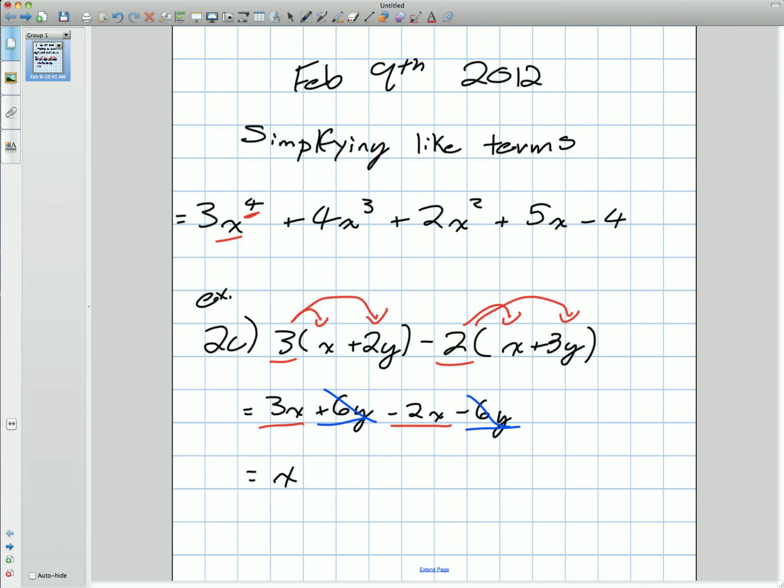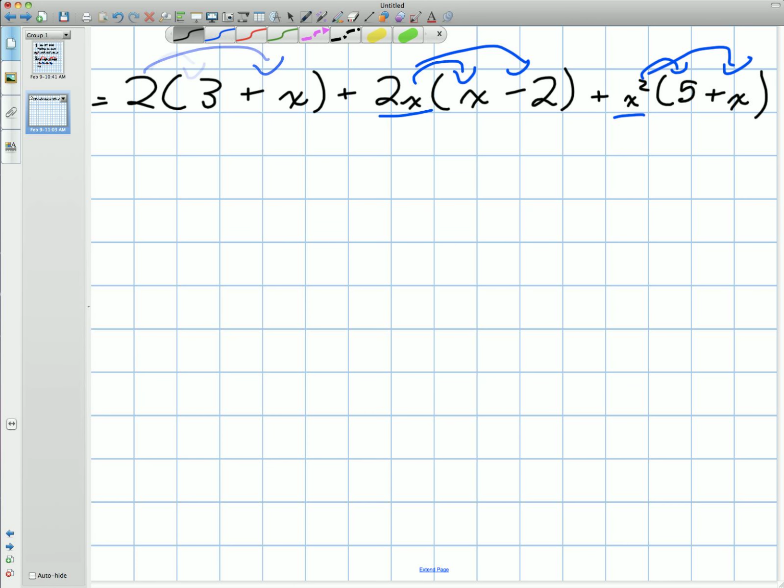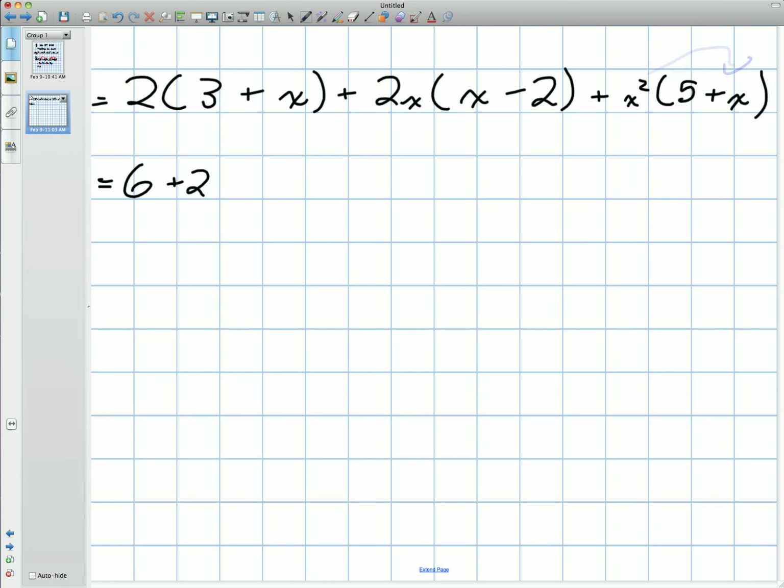Okay, same idea. I need to work with my distributive property. So I'm going to do this quickly, and I'm going to talk through it as I go to the next line. Now in the first one, 2 times 3, 6. And 2 times x, plus 2x. Now, this is where it gets a little trickier, okay? So we did this to start. 2x. What is 2x times x? 2x squared. So we have plus 2x squared.